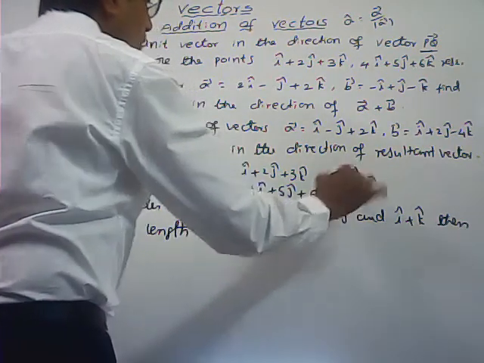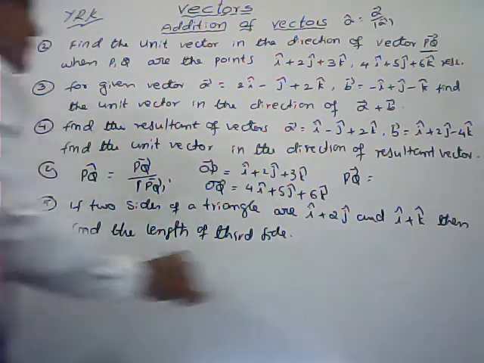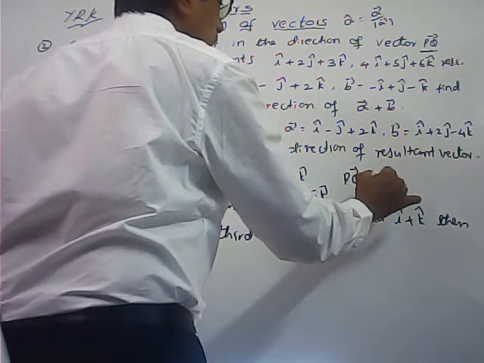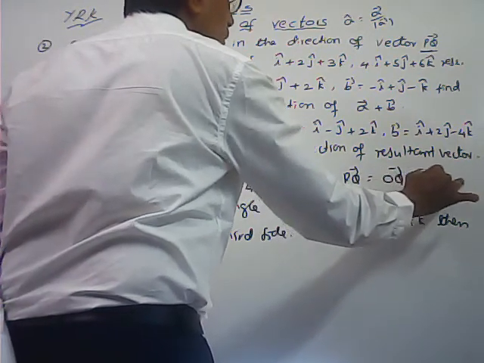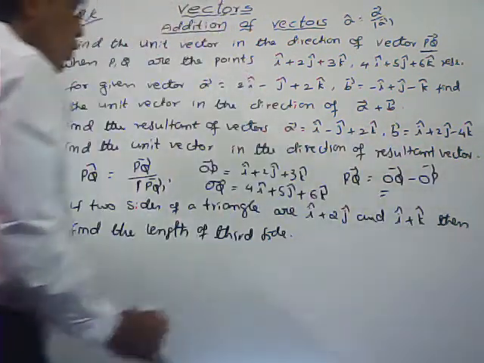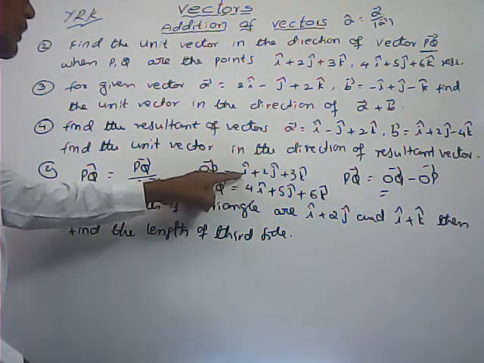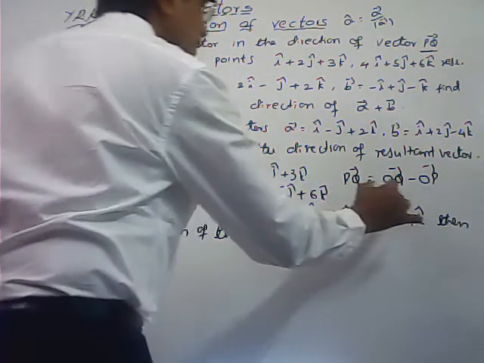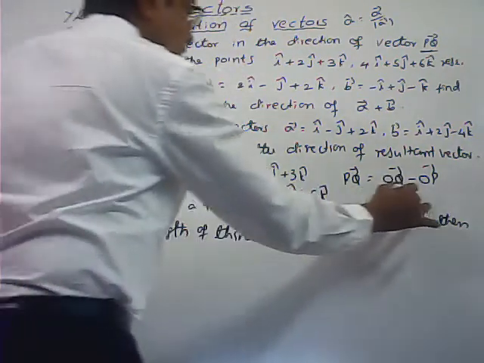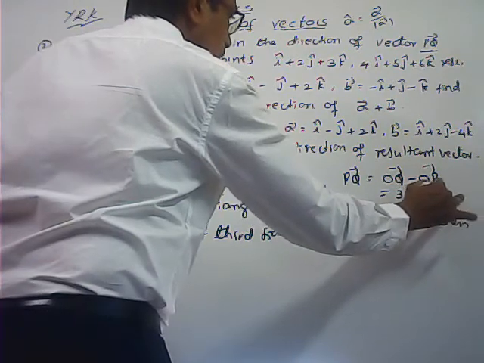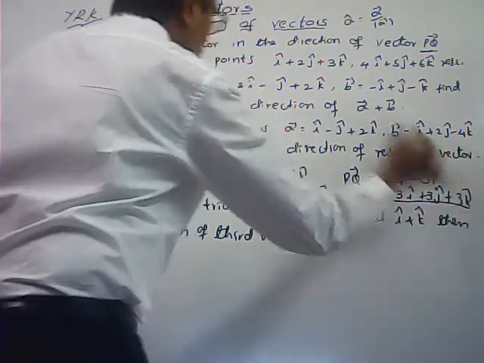PQ bar, how to write in terms of position vectors of terminal and initial points? OQ bar minus OP bar we can write. OQ bar minus OP bar: 4 minus 1, 3i cap, 5 minus 2, plus 3j cap, plus 3k cap. This is the PQ bar.